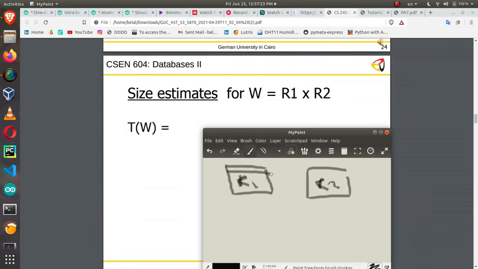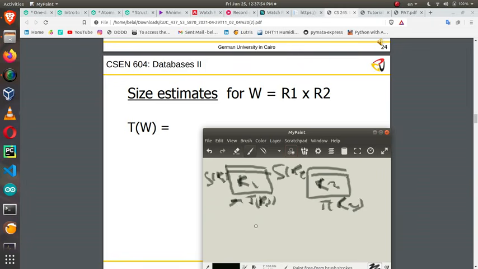The size of any tuple inside table R1 is S of R1, and the size for any tuple in table R2 is S of R2. The number of tuples in table R1 is T of R1, okay, and the number of tuples in table R2 is T of R2. So how do we perform the cross product?